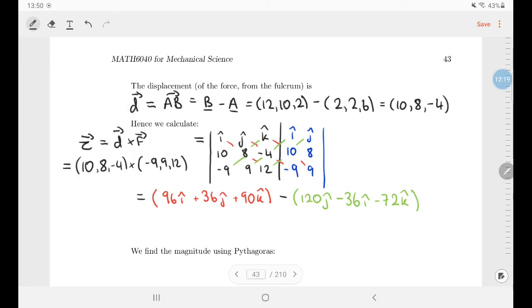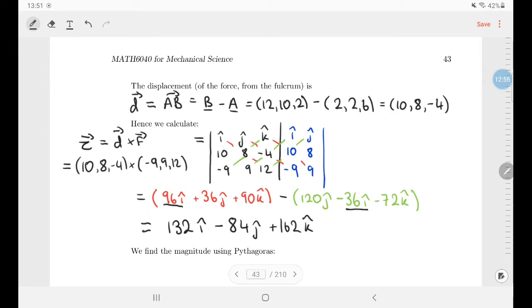Now be careful, you're comparing i's with i's, etc. Hopefully I haven't made a mistake. 96i minus minus 36i is 96i plus 36i, which is 132i. 36j minus 120j is, I think, going to be minus 84j. And 90k minus 72k will be 162k.